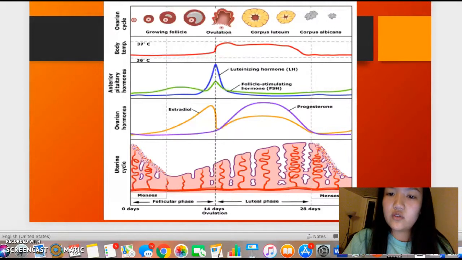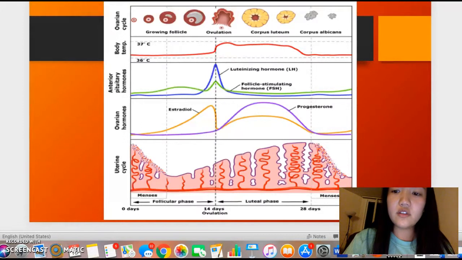The second phase is ovulation. Once one or more follicles have ripened, the ovary releases the oocytes during ovulation. And the third phase is the luteal phase. The phase of the ovarian cycle following ovulation is known as the post-ovulatory or luteal phase.